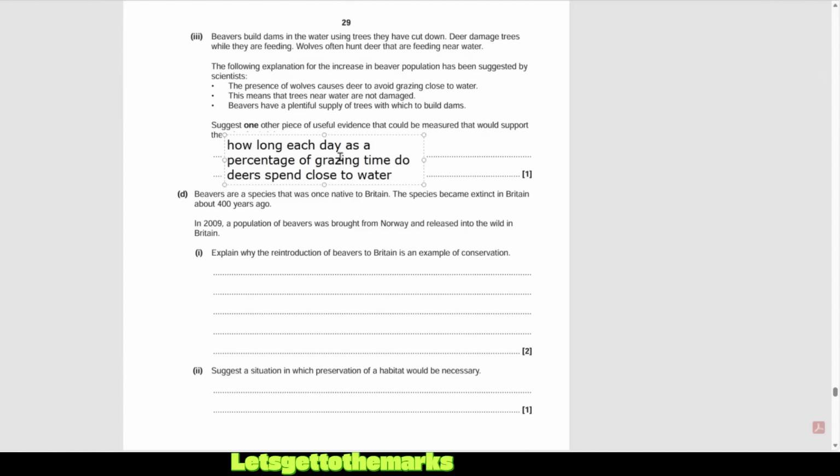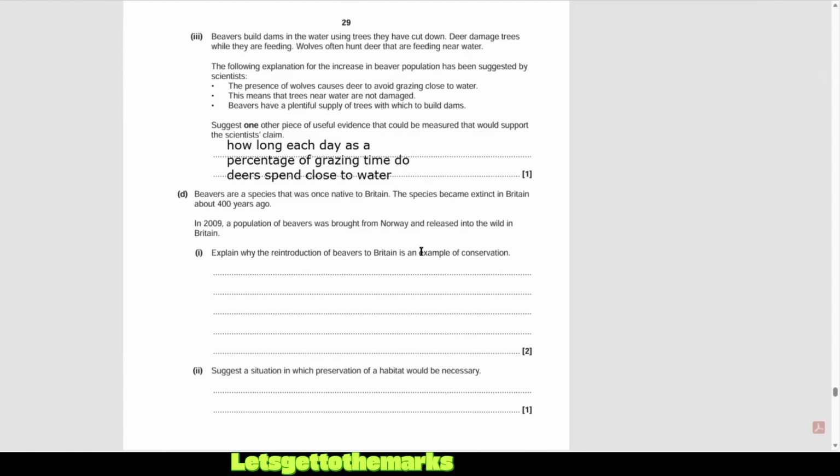So what I mean by that is, say they spend 8 hours grazing a day. I don't know deer habits, but if they spend 8 hours grazing a day, do they spend 2 hours grazing near the water and 6 hours inland? We need to know so we can say, look, when there are no wolves, they spend 2 hours by the water, and when there are wolves present, they only spend 1 hour close to the water. We need evidence to show data on how much time they spend near the water. And then we could also look at tree damage, I guess.